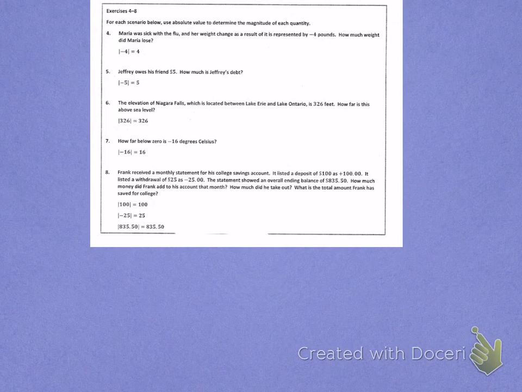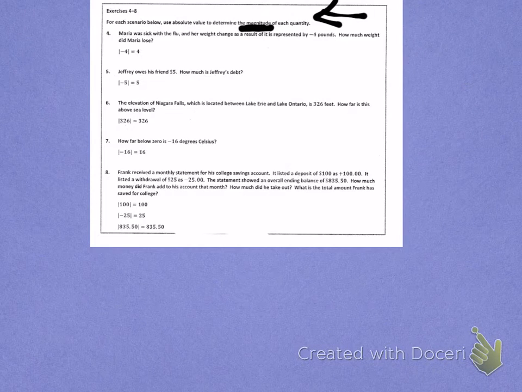Okay, so now here's some examples of some real world problems, and you would see here how the directions will say something like, for each scenario below, use absolute value to determine the magnitude. Remember, the magnitude is the space, how many from 0, so same as absolute value.